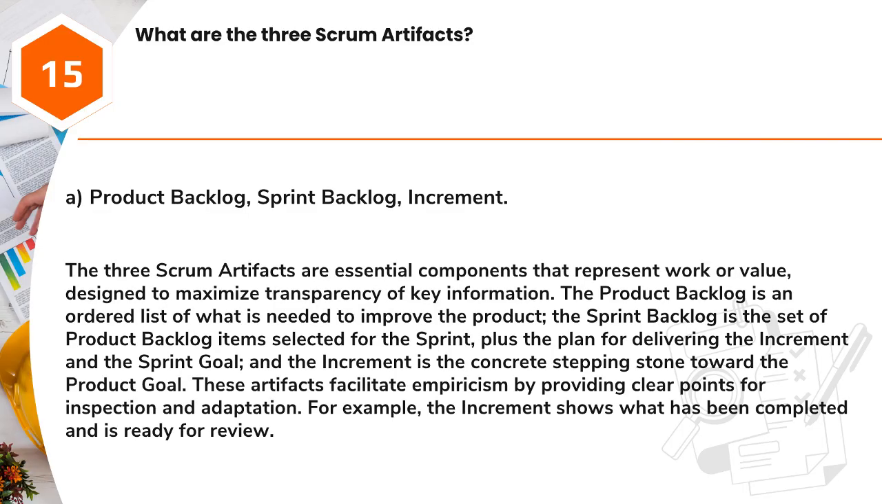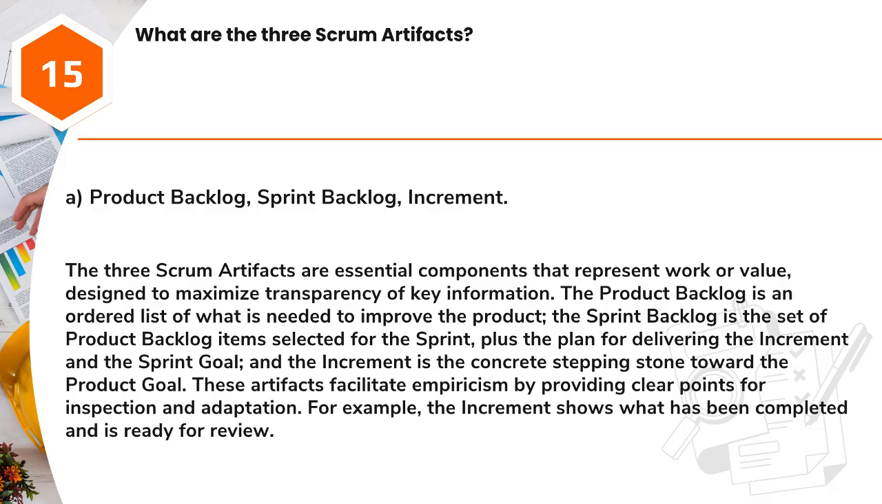Answer: A. Product Backlog, Sprint Backlog, Increment. The 3 Scrum artifacts are essential components that represent work or value, designed to maximize transparency of key information. The product backlog is an ordered list of what is needed to improve the product.